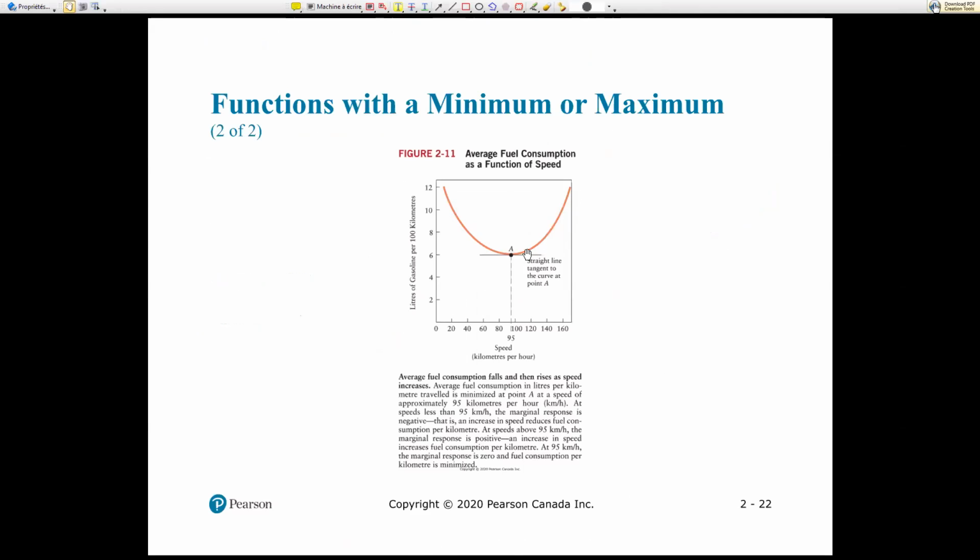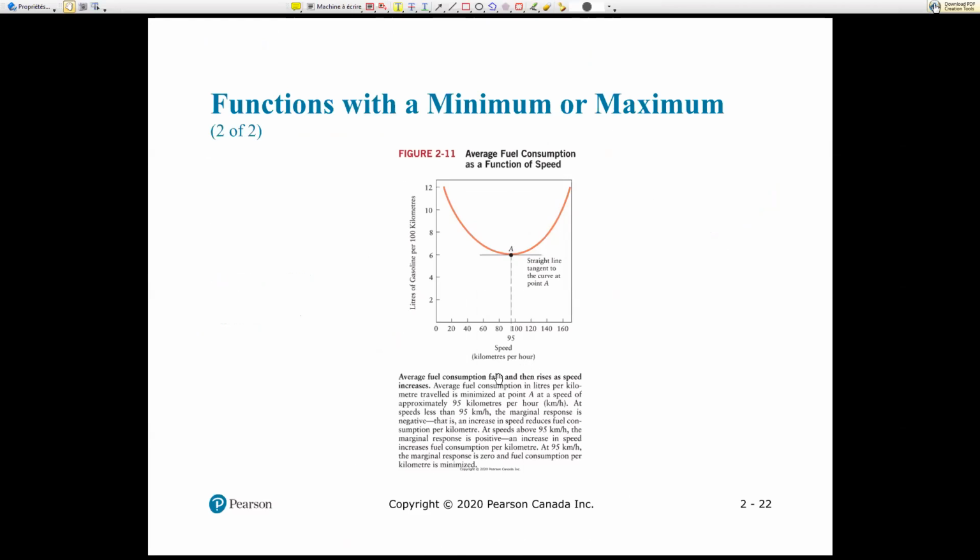So minimum. Here the slope is negative on the left side and positive on the right side. And at the point where the tangent line has a slope of 0, that's where you have your minimum.